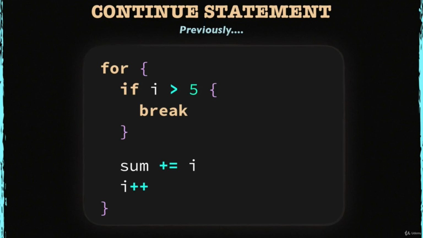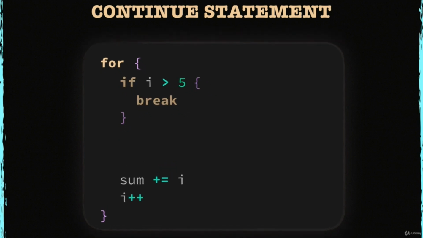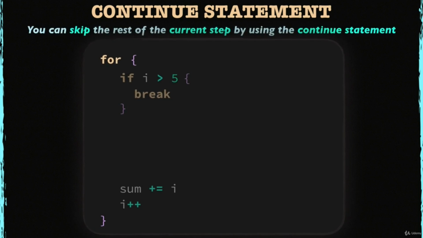This is the previous code. It's an artificial version of an actual for statement which I designed for you to see how it works. Now let's say that I wanna add only even numbers, the ones that are divisible by 2. I can use a continue statement to do that.